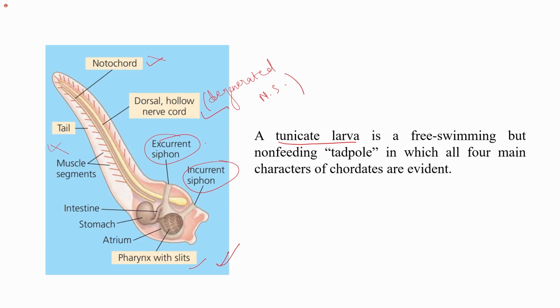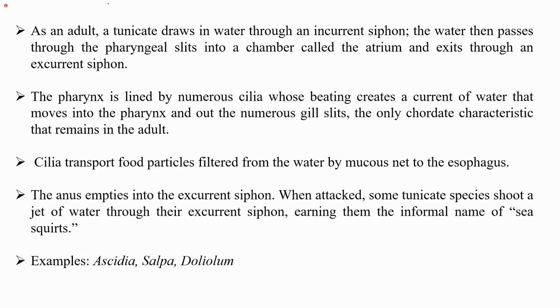Fine. So as an adult, a tunicate draws in water through an incurrent siphon. What is the function of incurrent siphon? Obviously, it draws the water in. Water then passes through the pharyngeal gill slits into a chamber called the atrium, and then it exits through the excurrent siphon. The pharynx is lined by numerous cilia whose beating creates a current of water that moves into the pharynx and out the numerous gill slits, the only chordate characters that remain in the adult.